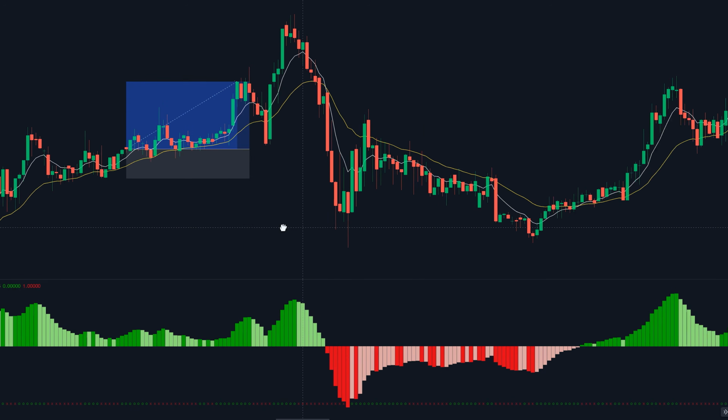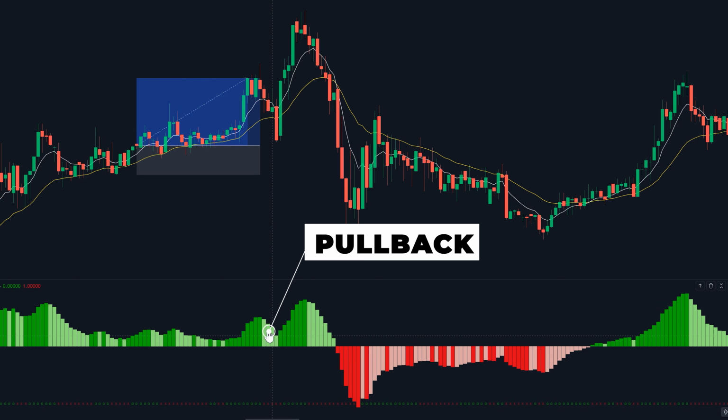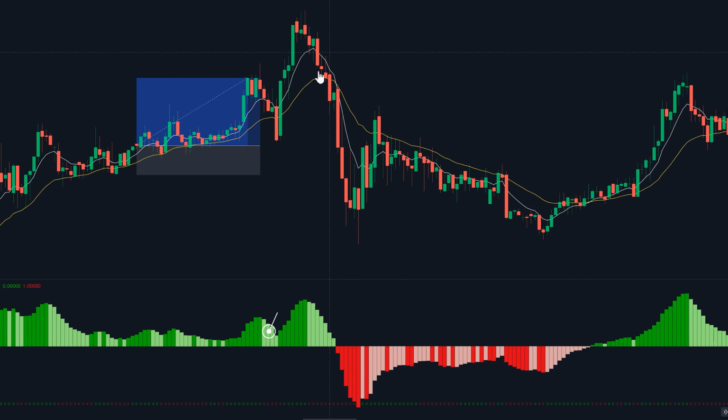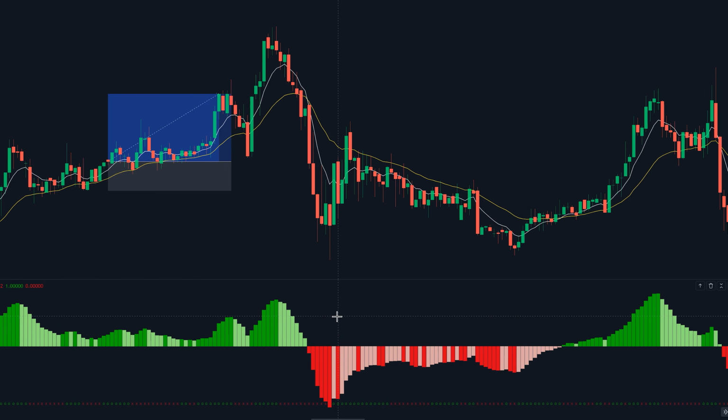Now, as soon as the histogram changes color to light green, that would be considered a pullback. It could also indicate signs of a trend reversal to the downside. Taking positions in these areas would be risky, but you can use these areas as signals for scaling out of your position. The opposite of this is true for short positions.